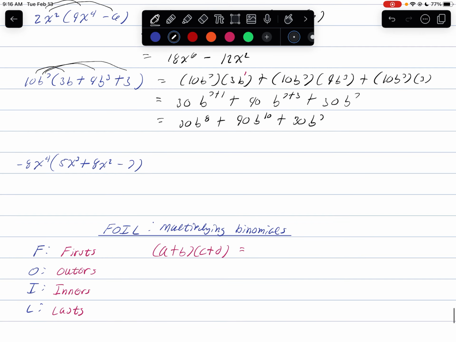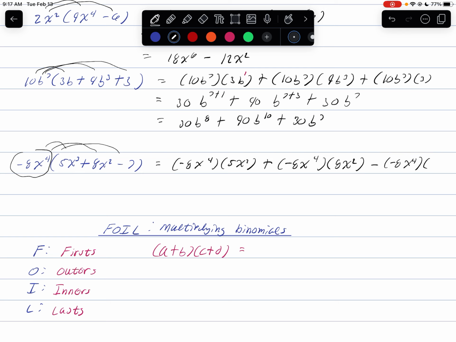What about if you have a negative term out front here? Well, nothing really changes. You just have to consider the fact that you're multiplying by a negative now. So we're going to take this whole term here and we're going to distribute it just like we did in the previous examples. So we'll start with negative 8x to the fourth times 5x to the 3rd, plus negative 8x to the 4th times 8x squared, minus negative 8x to the 4th times 7.